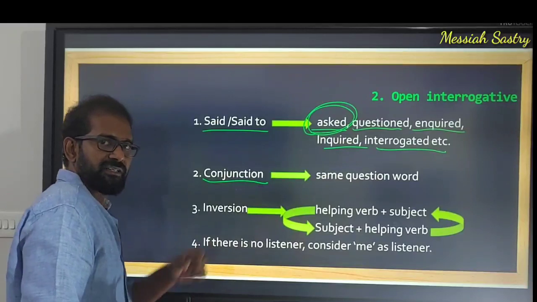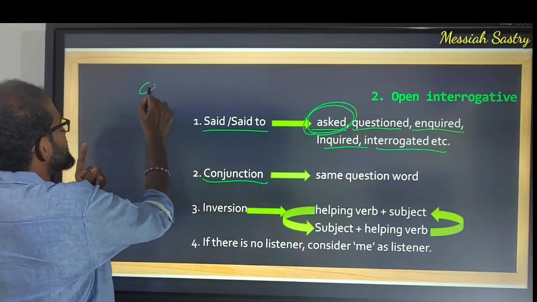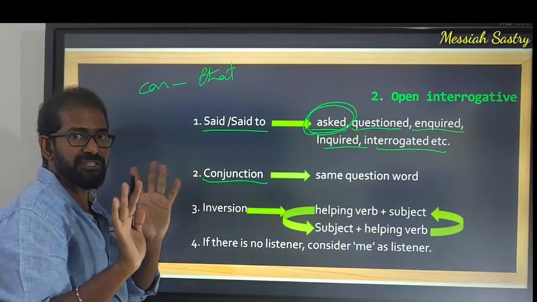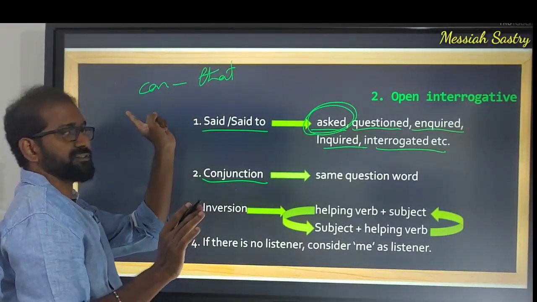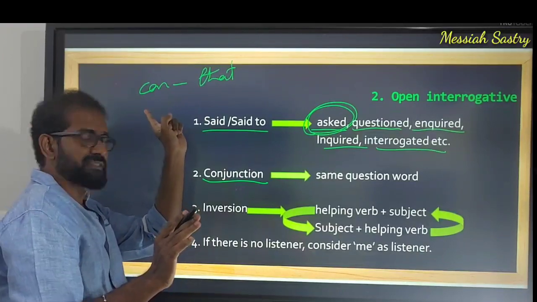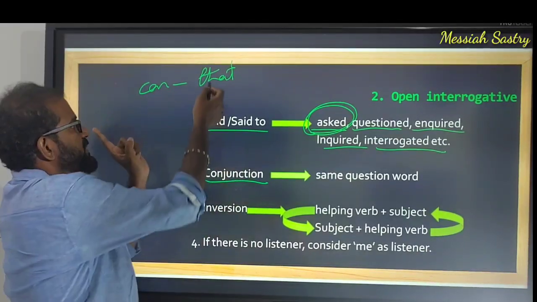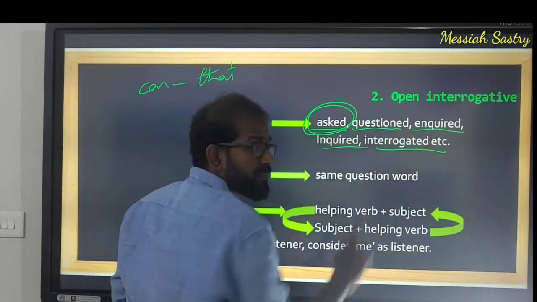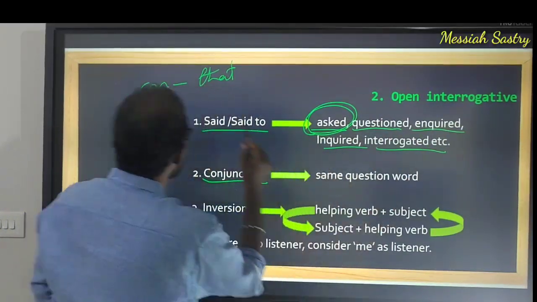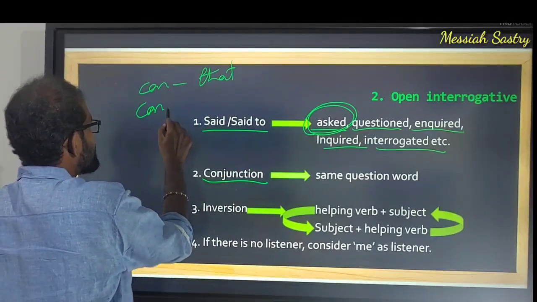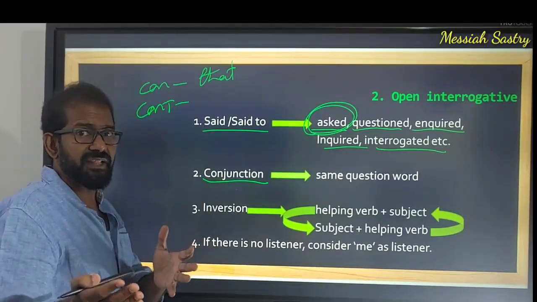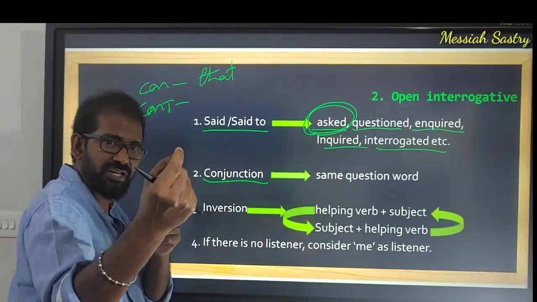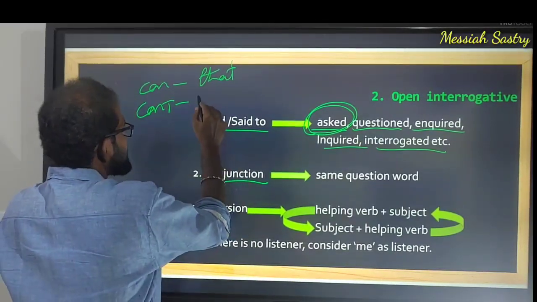And the conjunction: in declarative we used the conjunction that. I am comparing and teaching you. If the sentence is declarative, while changing into indirect speech, we use the conjunction that. But here, if the sentence is open interrogative, as the conjunction we use the same question word. How many question words are there? Nine question words. Whatever question word is given in the question, the same question word we use.